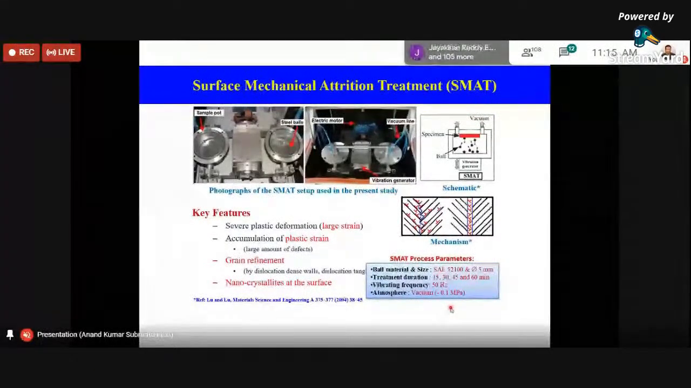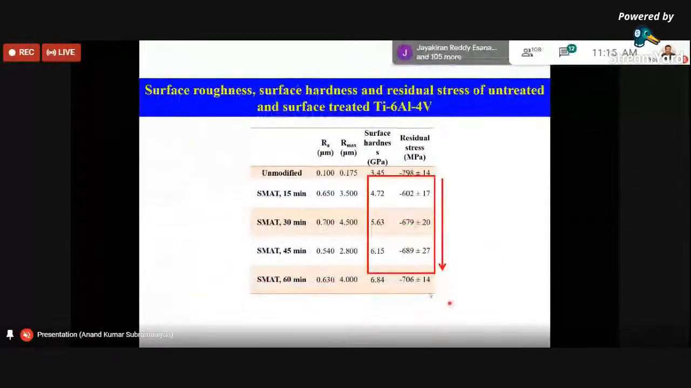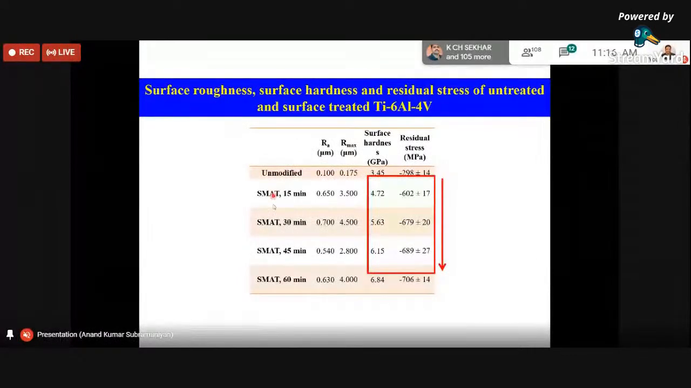And now quickly the result, if you look at from untreated or unmodified, and when you increase the treatment duration from 5 to 60 minutes, what you can find is that there is an appreciable increase in the surface hardness. It is going to monotonically increase the surface hardness value as well as the compressive residual stress as you increase your treatment duration. And you can also find, compared to this unmodified or untreated sample, there is an appreciable increase in surface roughness after performing this SMAT treatment, right?